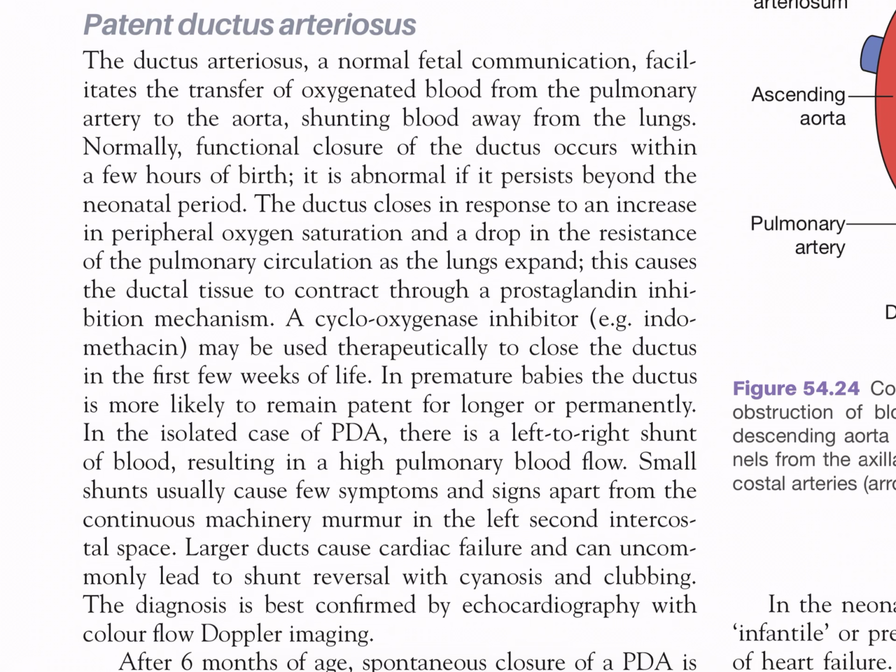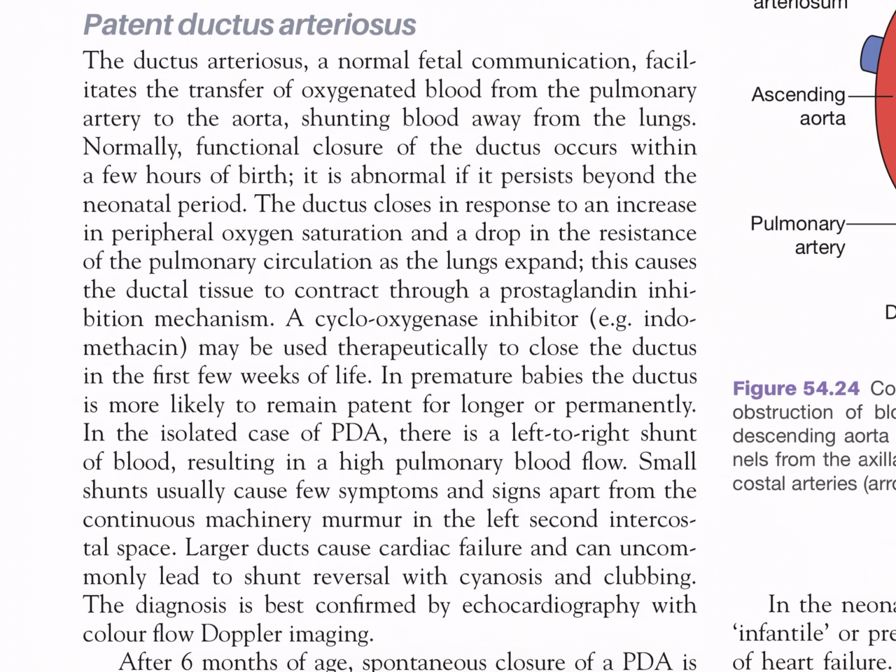The ductus closes in response to an increase in peripheral oxygen saturation and a drop in the resistance of the pulmonary circulation as the lung expands. This causes the ductal tissue to contract through a prostaglandin inhibition mechanism. A cyclooxygenase inhibitor, indomethacin, may be used therapeutically to close the ducts in the first few weeks of life. In premature babies, the ductus is more likely to remain patent for longer or permanently.